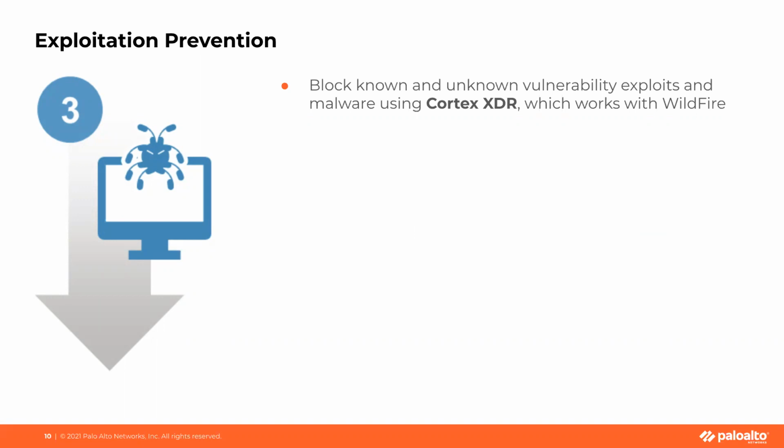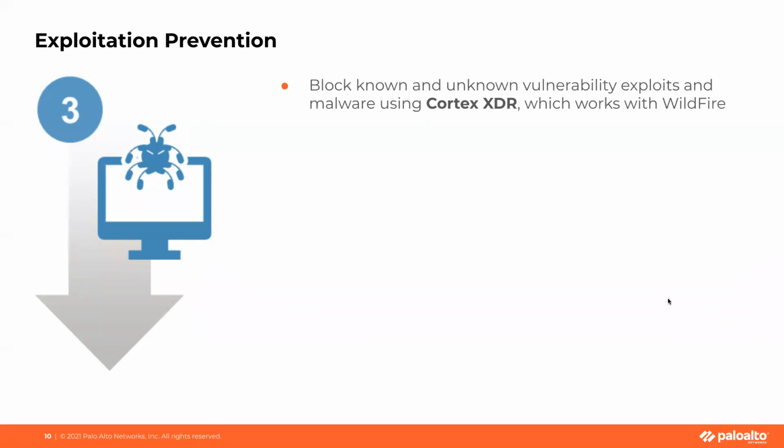However, Cortex XDR is a product that can do this, because Cortex XDR runs on endpoints and blocks both known and unknown vulnerability exploits and malware. So it has features that detect exploitation attempts and patterns, and it also has features that protect from the actual malware that does not necessarily need to use exploitation. And Cortex XDR also works with Wildfire. So all the samples that it's not sure about, it'll send to the Wildfire cloud for deeper analysis.